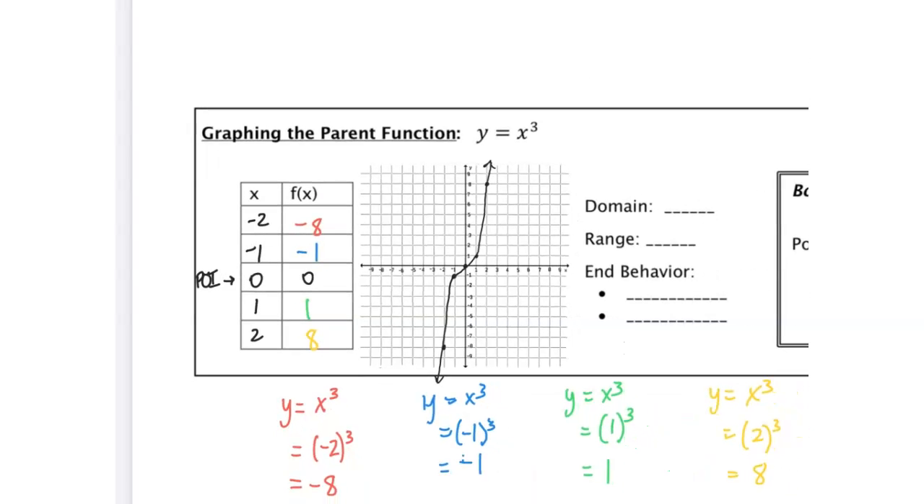All right, to talk about the domain and the range for cubics, both of them are all real numbers for the ones that we'll be working with. So the domain is all real numbers, the range is all real numbers. For our end behavior, we're looking at the end behavior from the left. So as x approaches negative infinity, our y in this particular example, as we go left, is going to end up going down, towards negative infinity. As x is going towards the right, we're going to end up going up, towards positive infinity. So that's our end behavior for our cubic.